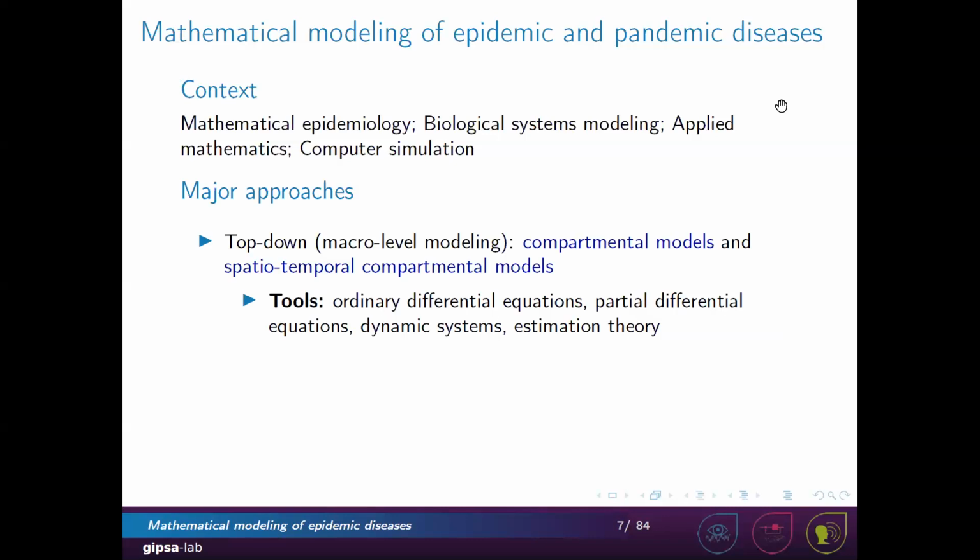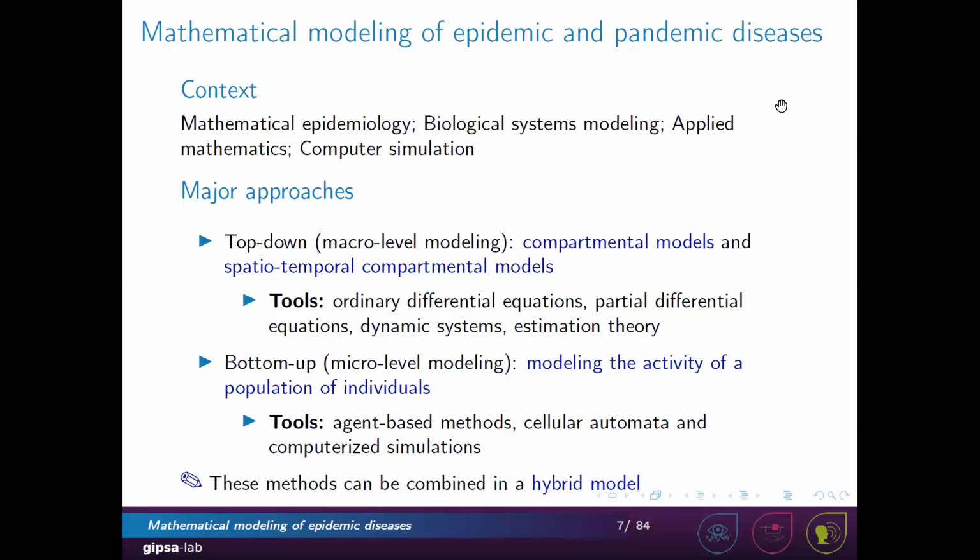In the literature, we usually see the two mainstream modeling approaches. One of them is a top-down approach or a macro-level model. Compartmental models and spatial temporal compartmental models are the two major approaches which are commonly used in this context. In this approach, we usually use ordinary differential equations, ODEs, and partial differential equations, dynamic systems, and mathematical tools and signal processing tools such as estimation theory.